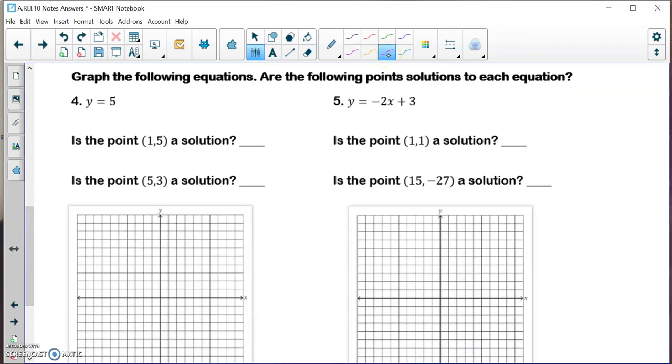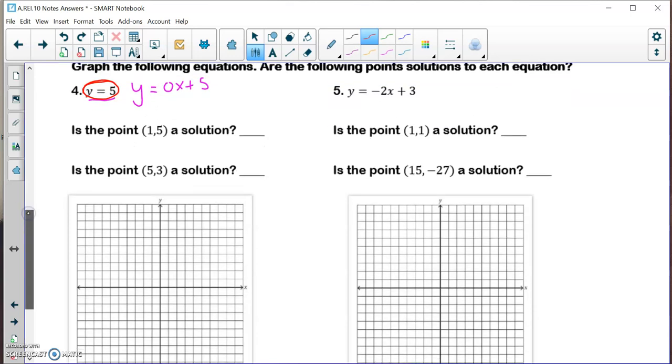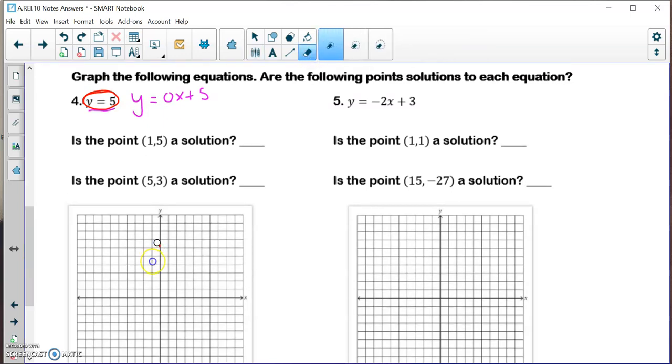Now, number 4, another way that you could write this is y is equal to 0x plus 5, because 0 times x is 0, and we would just be left with the equation y is equal to 5. Or you don't have to write your equation like that. You could recognize that when you have y is equal to a number, what that means is on your graph, your y value should always be 5. So at an x value of 0, y should equal 5, because that's exactly what this equation says, y equals 5.